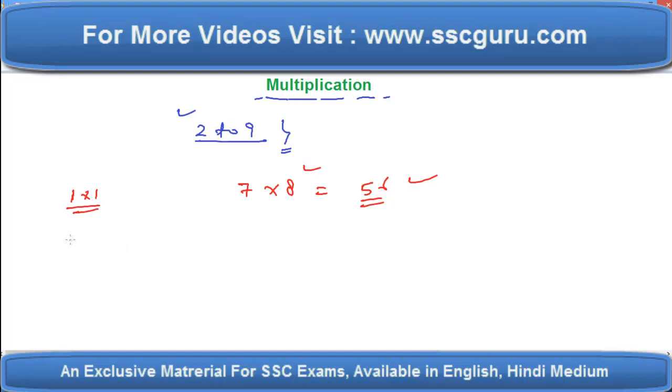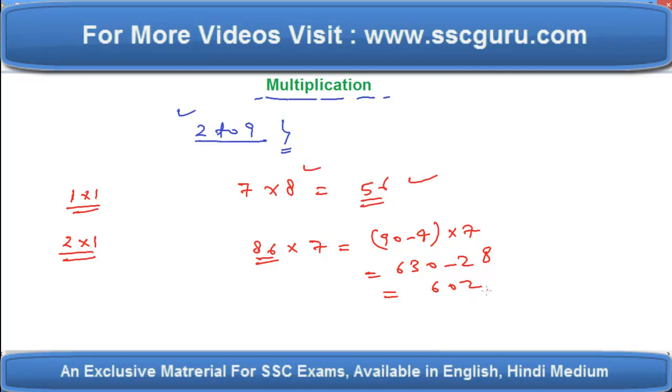Now we take 2 digits into 1 digit. Here one number is a 2-digit number and the second number is a 1-digit number. Suppose we have 86 into 7. If we know the table of 7, then we can multiply it directly, but for a 2-digit number, we can write it as 90 minus 4, into 7. Now 7 9s are 63, so 630, minus 28, and it will be the answer of that question.